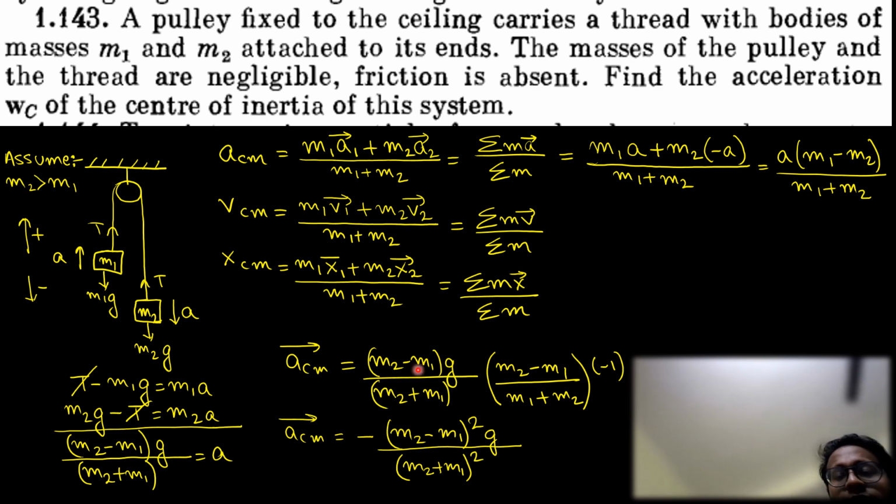What is the meaning of this? If m2 is heavier, the acceleration of center of mass would be downward. This minus denotes that the acceleration of center of mass is downward, because I have taken upward as positive and downward as negative. But in the question, they're only asking about the magnitude, so this much answer will suffice.